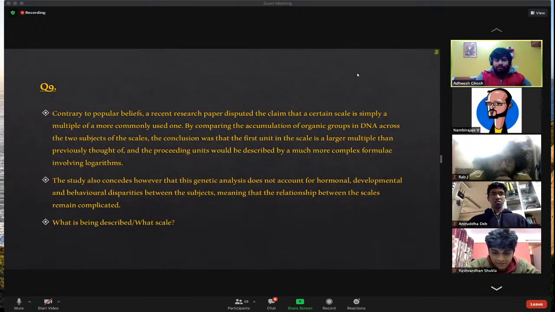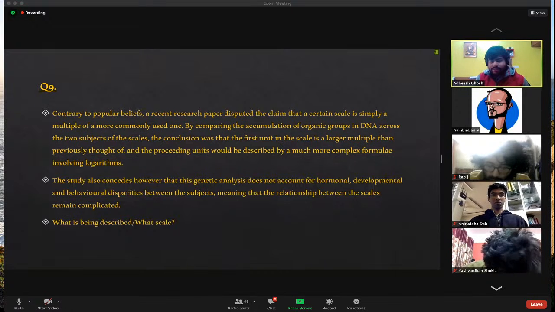And the conclusion was that the first unit in the scale is a much larger multiple than previously thought of. So it's not the multiple that, colloquially, people normally think it is. And the preceding units would be described by much more complex formulae involving logarithms. So it's not that since the first unit is a multiple, all of the other units are going to be as well. Going by the genetic analysis that they did, they said that we're going to have to use logarithms and all these other more complex relations to describe this scale.